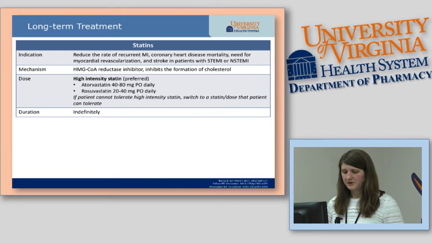Here again we talk briefly about the statins. It's important for these patients, after they've experienced an acute coronary syndrome, to continue on that statin to help again with secondary prevention. High intensity statin is preferred in the patients who can tolerate them.